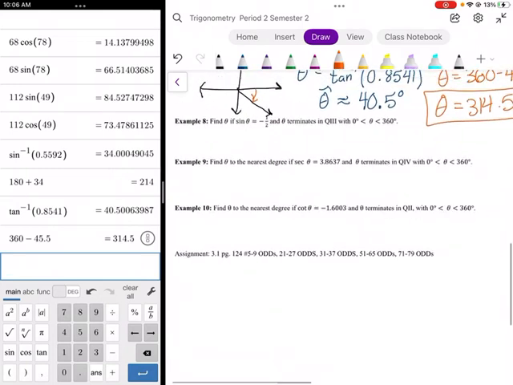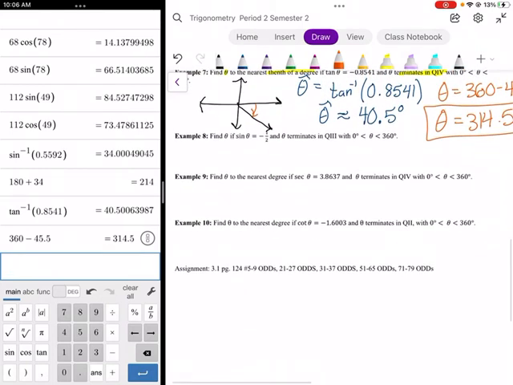Okay. So we just have 3 more examples of these. If you feel pretty confident, you can probably skip these examples for the notes, but if you would like to go over a few more together, you can continue to watch the video.